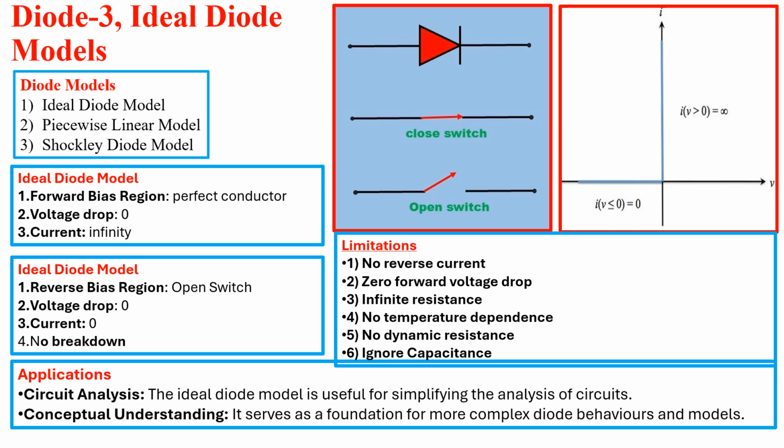These limitations mean that while the ideal diode is used for basic analysis and understanding, more comprehensive models such as the Shockley model are needed for accurate simulation and analysis in real-world applications. The ideal diode model, despite its limitations, is still useful in various applications and scenarios, particularly for first approximation of circuit analysis.